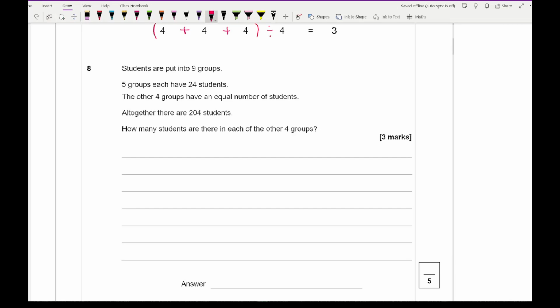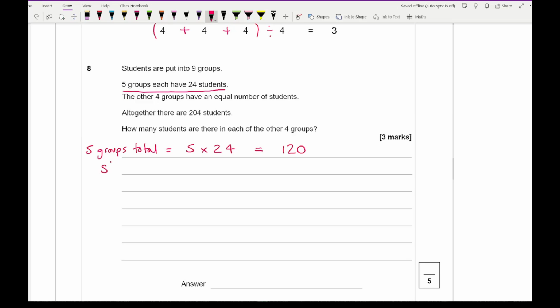So for this, again, a lot of problem solving questions. The first thing we need to establish is how many students are there in the 5 groups of 24. So the 5 groups total is going to be 5 times 24, which gives me an answer of 120. Now how I got 120, if it's a calculator paper, just simply type it into your calculator. If not, you'll have to work it out using your preferred method.